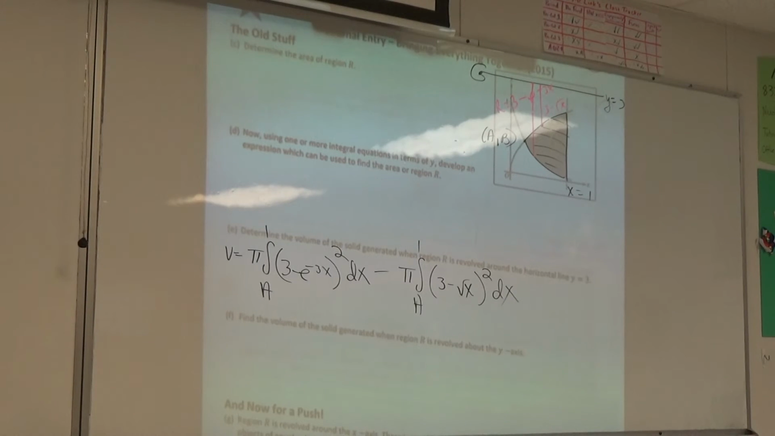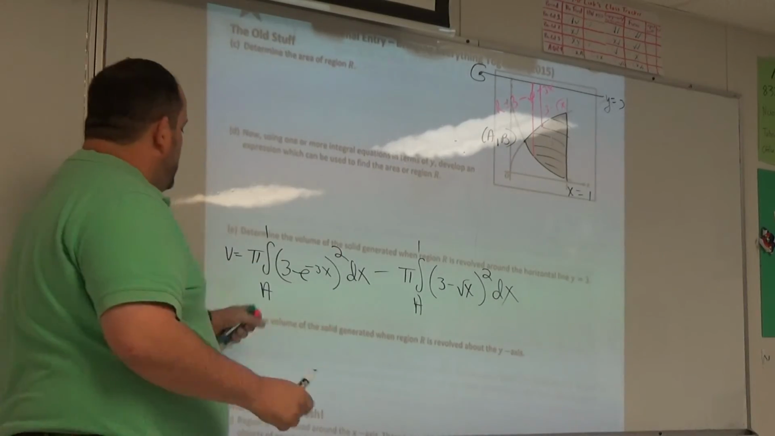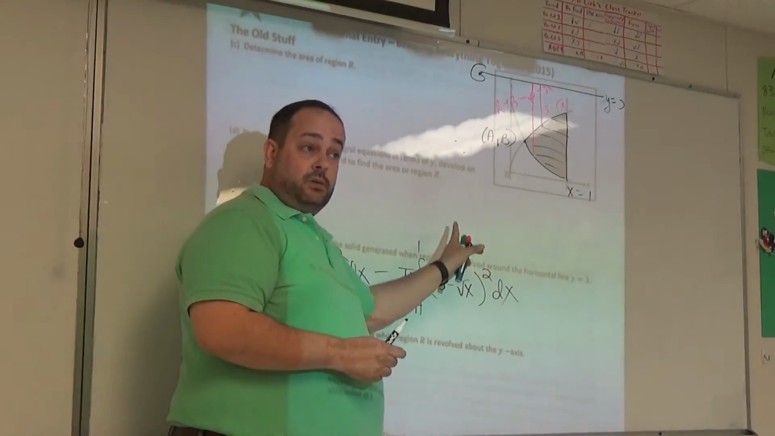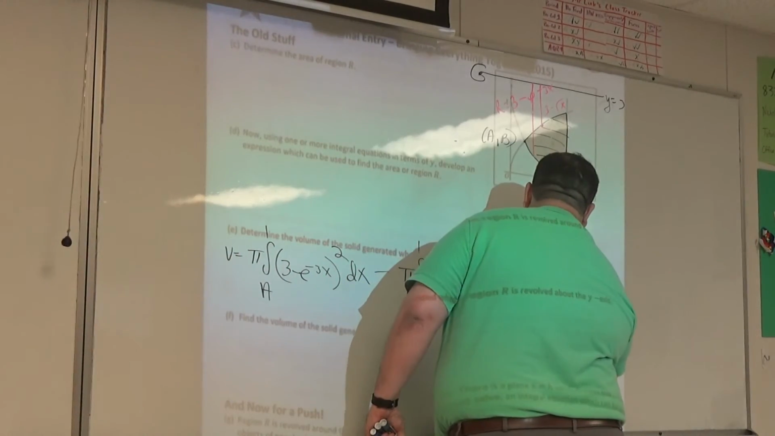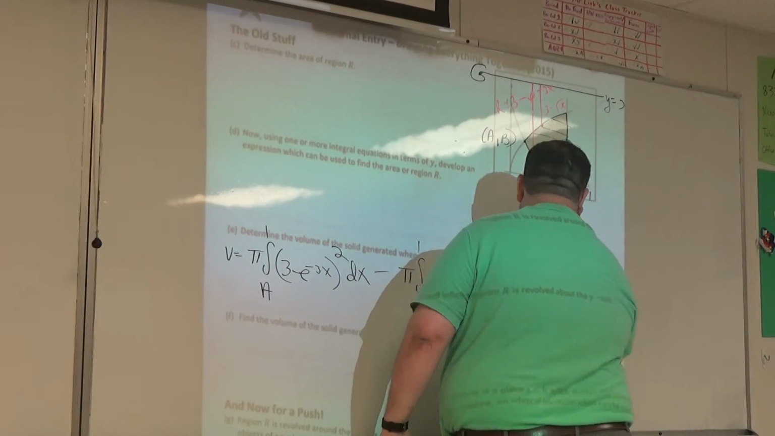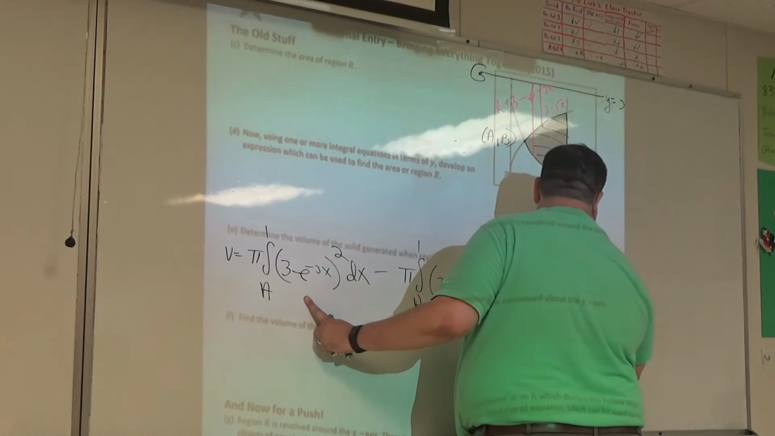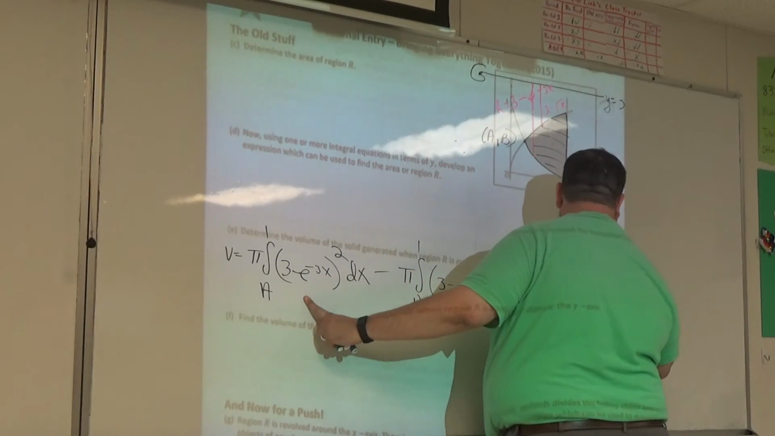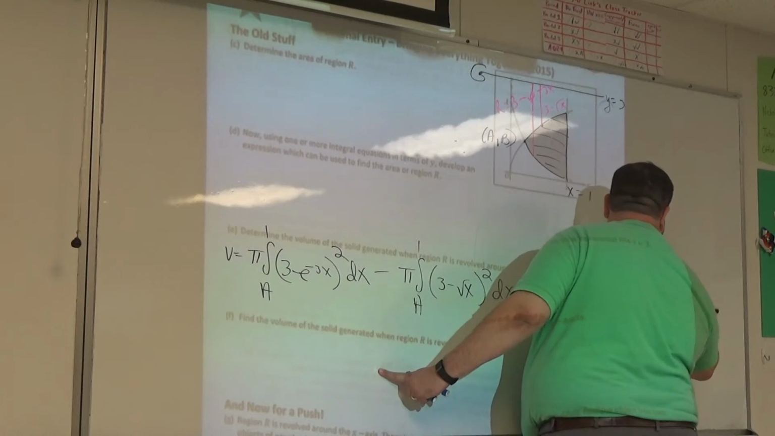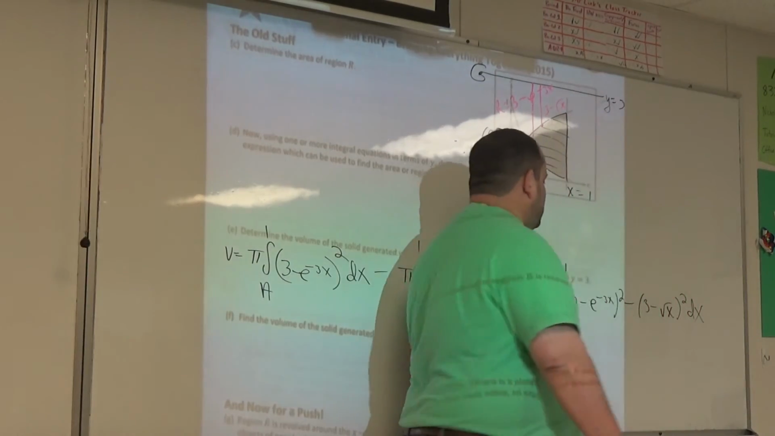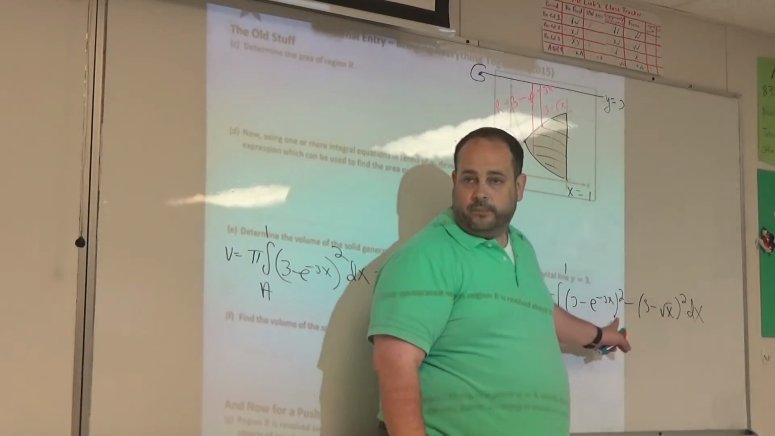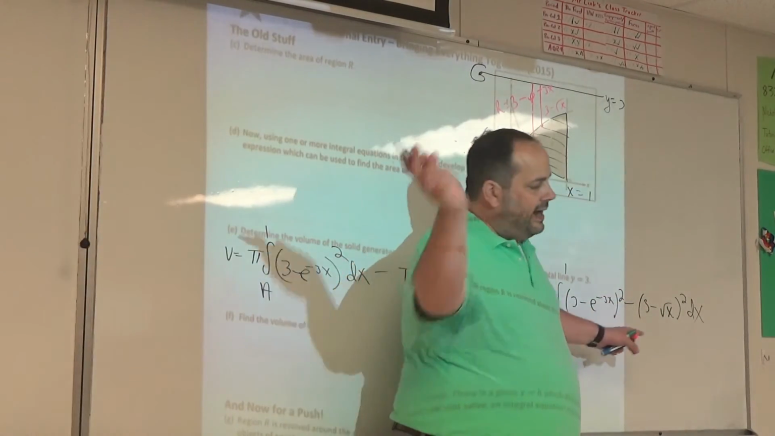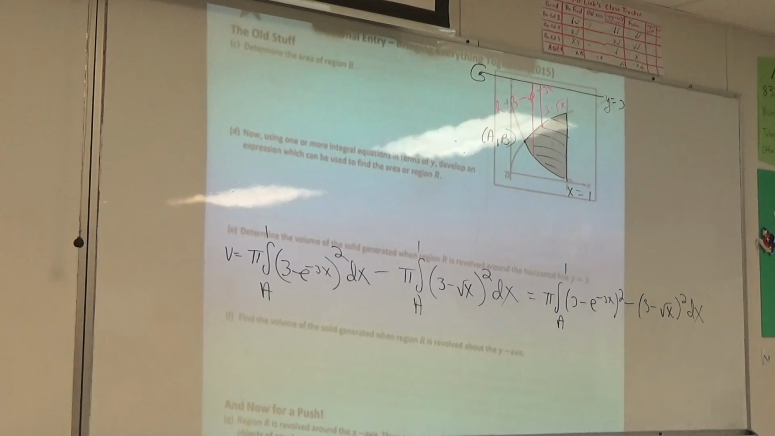David, what am I going to do to hide this? I was going to say you might run them together since it's the same interval. Same limits of integration. I can do this as one integral, right? I'm going to say this is pi times the integral from a to 1 of (3 minus e to the negative 3x) squared minus (3 minus the square root of x) squared dx, and I still have to keep my squares separate. I'm not going to combine them. All right, take a minute, see what you can do with part F.